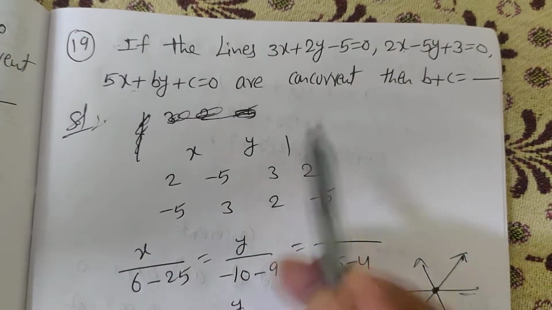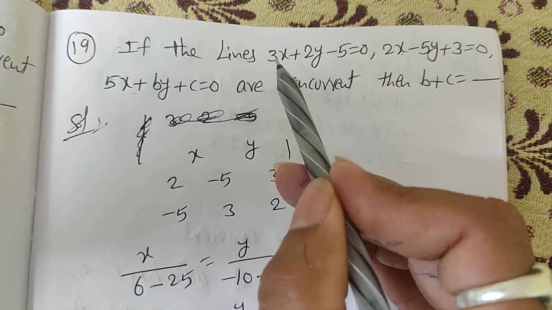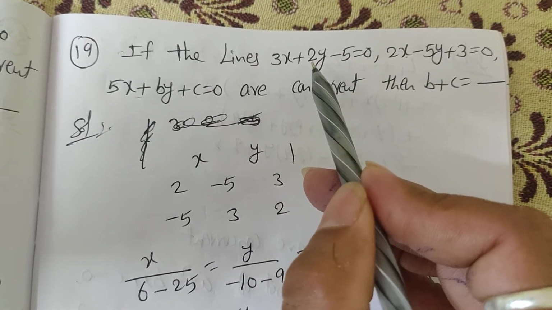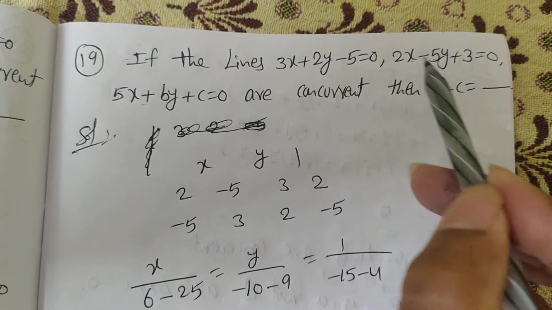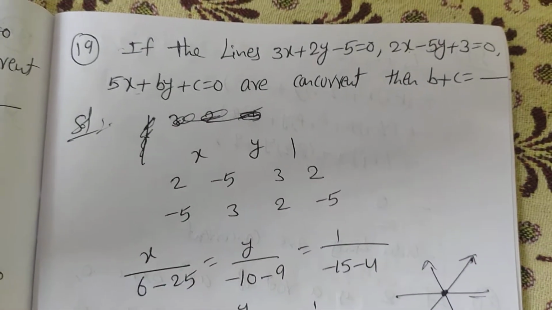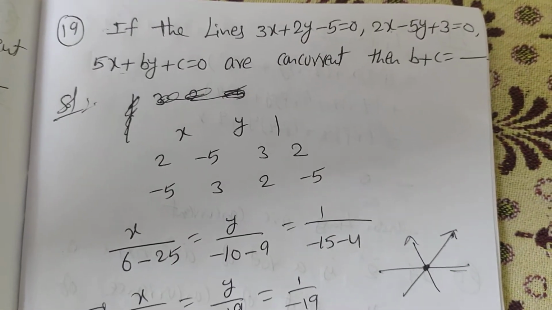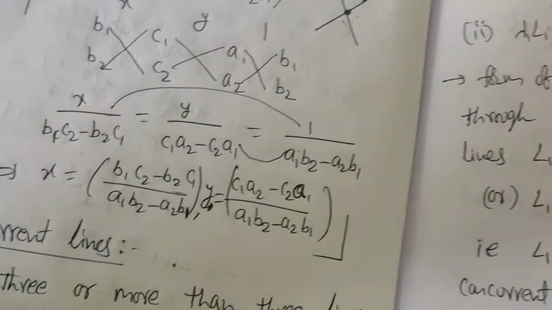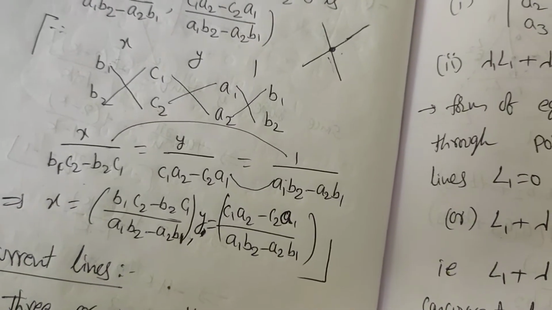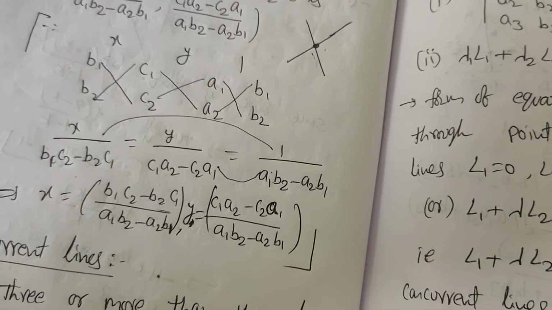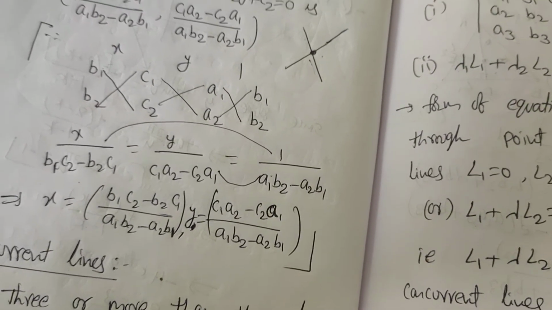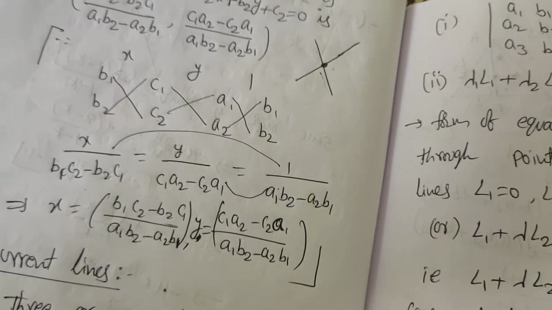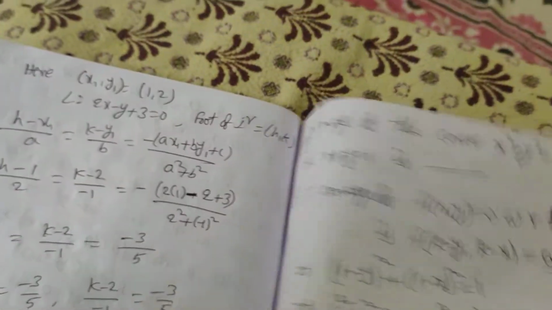Okay, so x, y, 1: coefficient of y, constant, coefficient of x, and coefficient of y. So 2, minus 5, 3, 2, minus 5, 3, 2, minus 5. In other words, if you remember the formula, you just substitute in the formula and you get the answer. What is the formula? x is equal to b1 c2 minus b2 c1 by a1 b2 minus a2 b1, y is equal to c1 a2 minus c2 a1 by a1 b2 minus a2 b1. You just remember what a1 b1 c1 and a2 b2 c2 are here, the coefficients of x, y and constant. That should be very important, otherwise you may get the wrong answer.